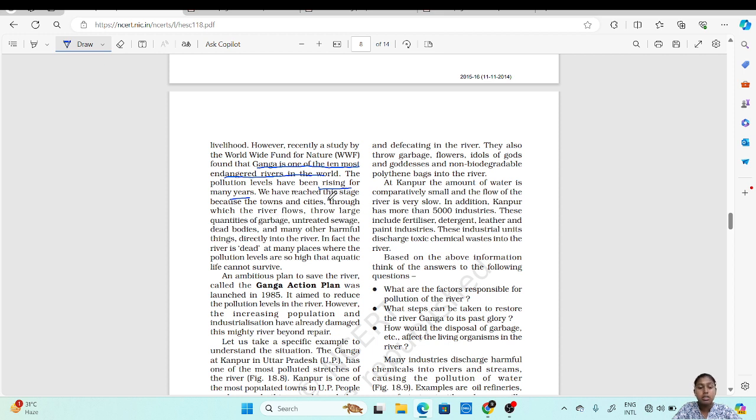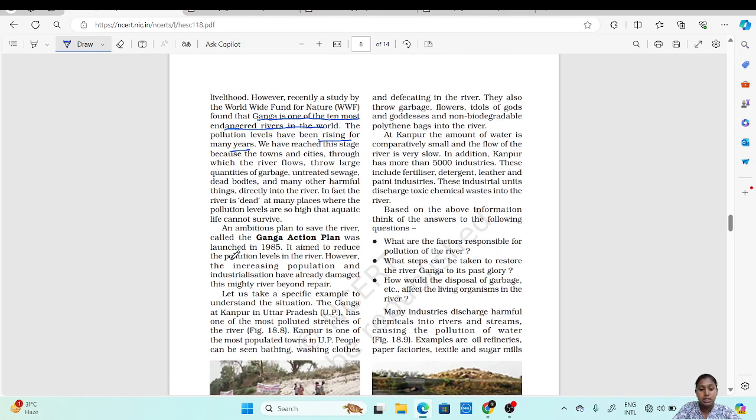So the reason it is polluted is that the towns and cities nearby throw large quantities of garbage, untreated sewage, dead bodies, and many other harmful things directly into the river. In fact, the river is dead at many places, where the pollution levels are so high that aquatic life cannot survive. River is dead means everywhere there is only garbage, waste, dead bodies and that sort of thing. The water is so dirty that none of the aquatic life can survive there.